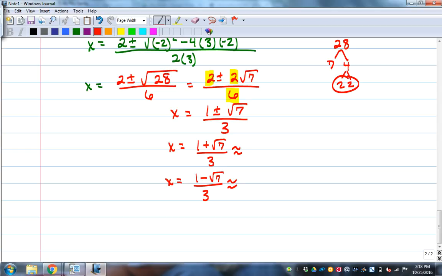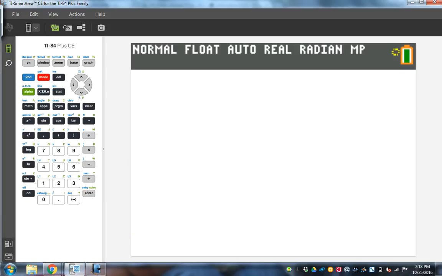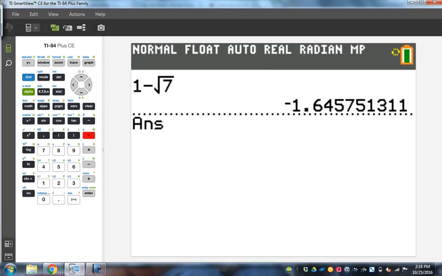All right, so let's get the decimal approximation for both of those. What we want to see here is that the decimal approximation, we can look at the graph on the calculator and see that's actually where it's crossing the x-axis. These are real solutions because there's not an i in there. So 1 minus the square root of 7. Get that answer. Divided by 3.